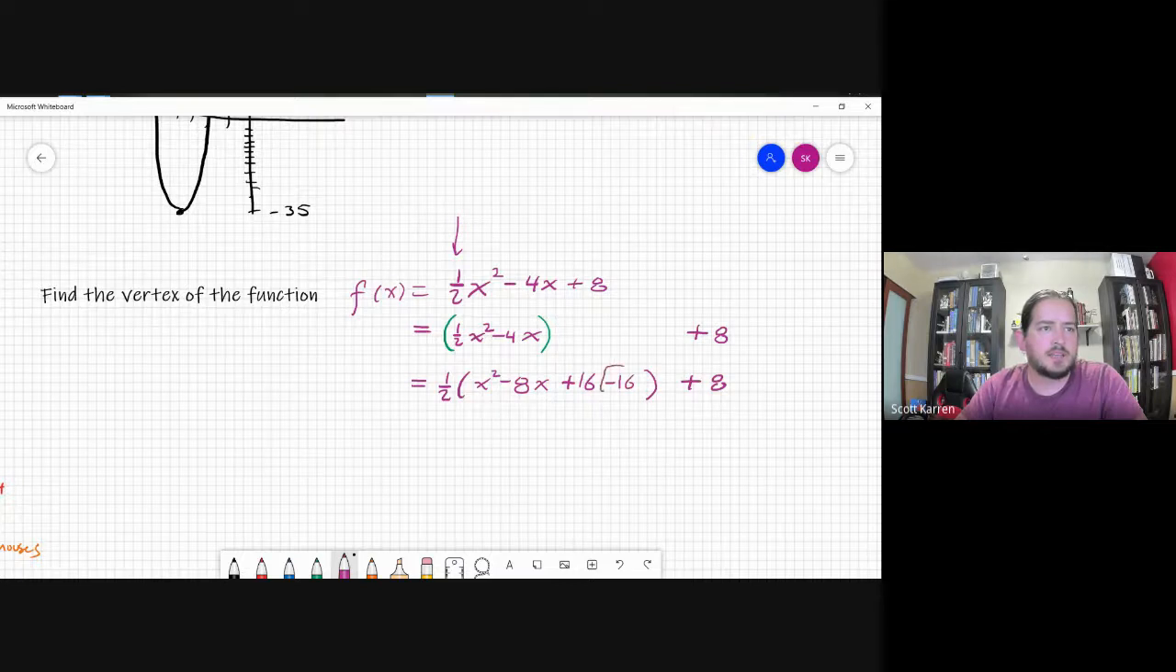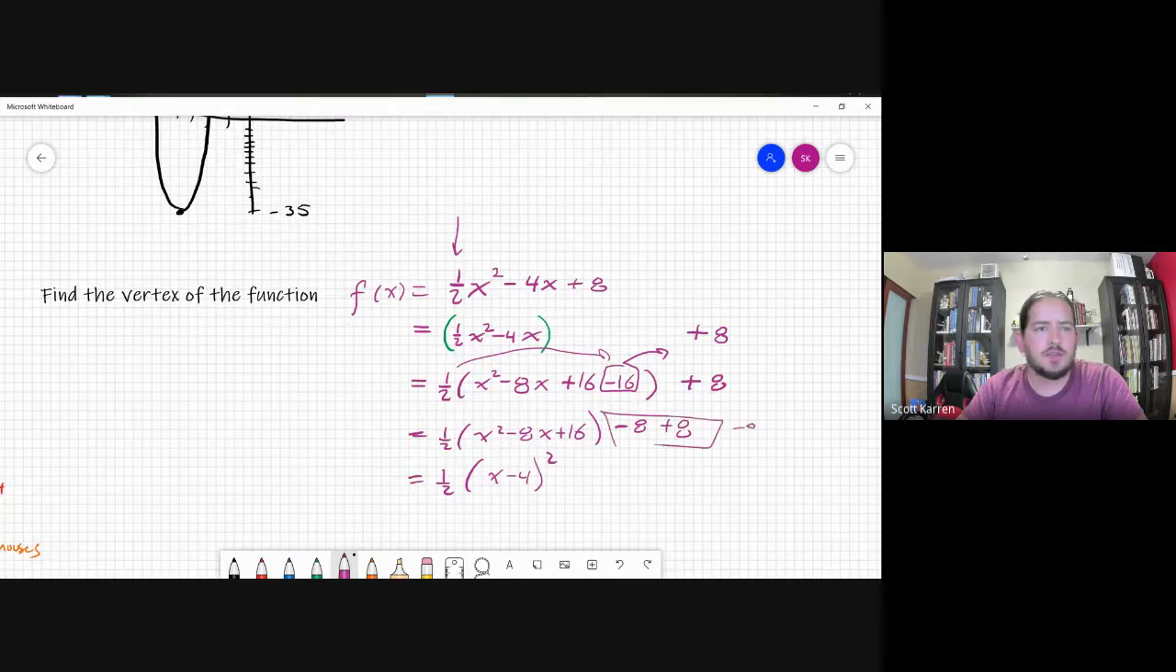But I'm going to kick this -16 out of here by applying the 1/2 to it. So the 1/2 doesn't get distributed through all of this. I'm just going to kick out the -16. If I have -16 times 1/2, that is -8. So then I have 1/2 multiplied by the perfect square, x minus 4 squared. And this +8 and -8 goes to 0. So there is no plus or minus anything on the outside.